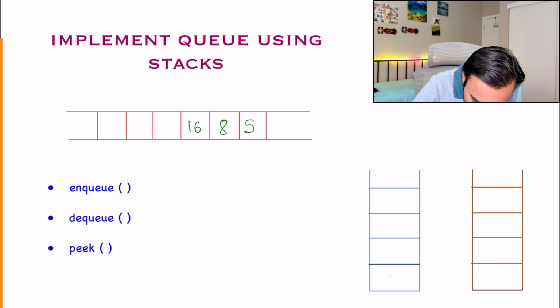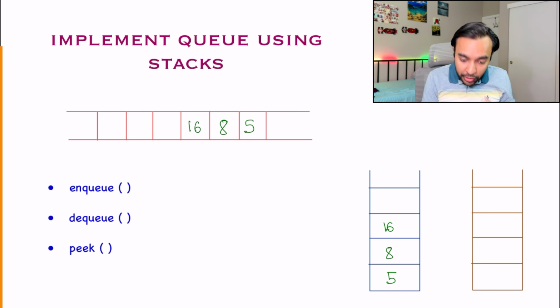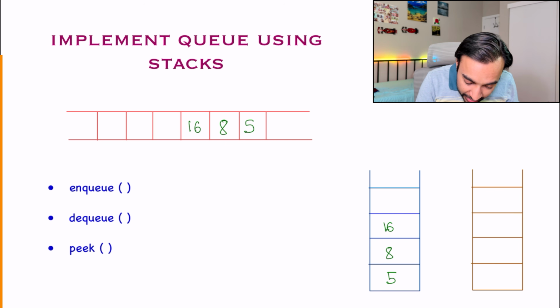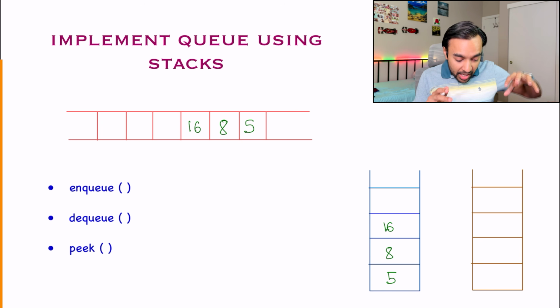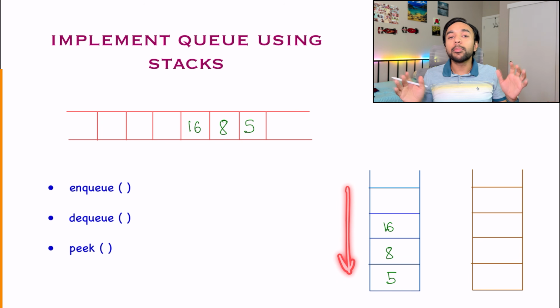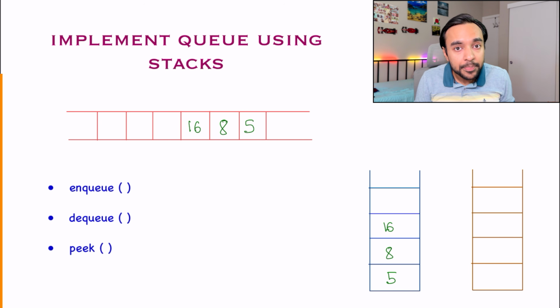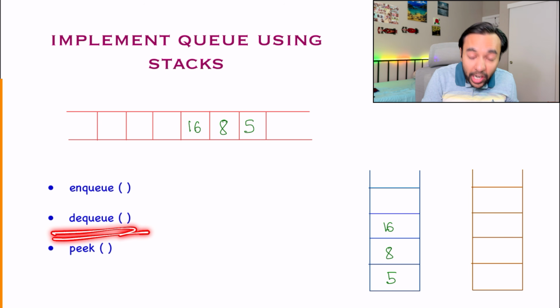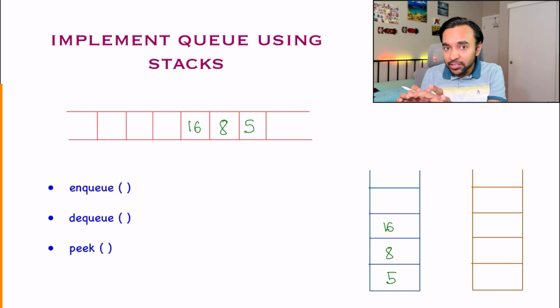But in your stack, what will happen? You have 5, and then an 8, and then a 16. If you try to pop, 16 will get out. So these are not the same. This is where your helper stack comes in handy. When you are enqueuing elements, just keep adding them to your primary stack. Don't do anything.